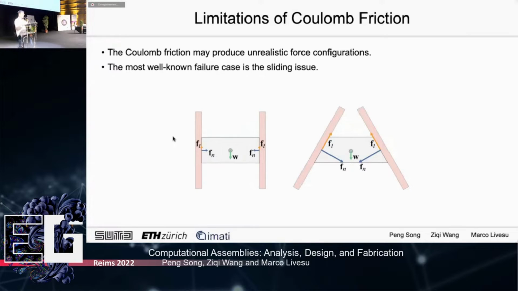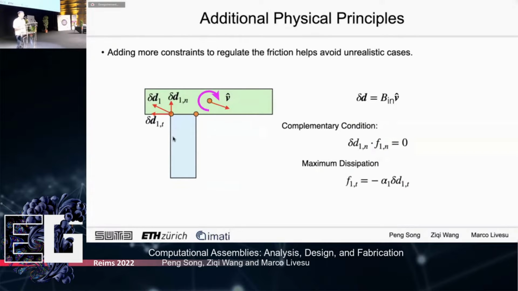But if you still feel this is not so obvious, we can see the three-part example on the right. It's definitely unstable; it will definitely fall. But if you use the Coulomb friction model I just explained, with some proper friction coefficient, you can actually find a stable force configuration that makes this structure stable. But this definitely does not exist physically. The reason is that the Coulomb friction model does not reflect the true physics. So we actually need to constrain the friction more.